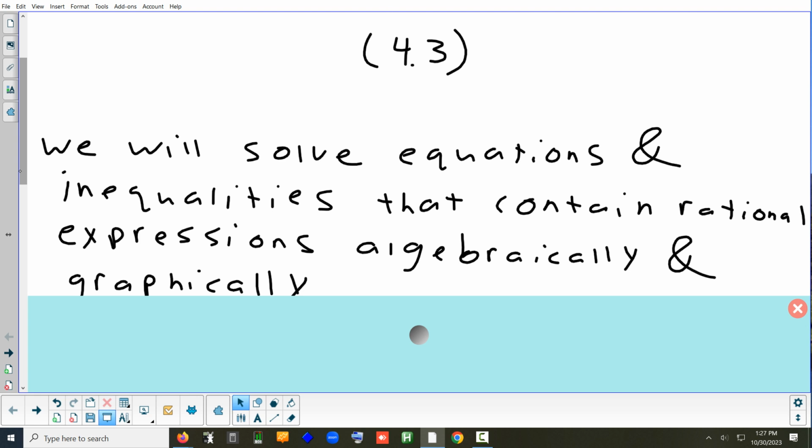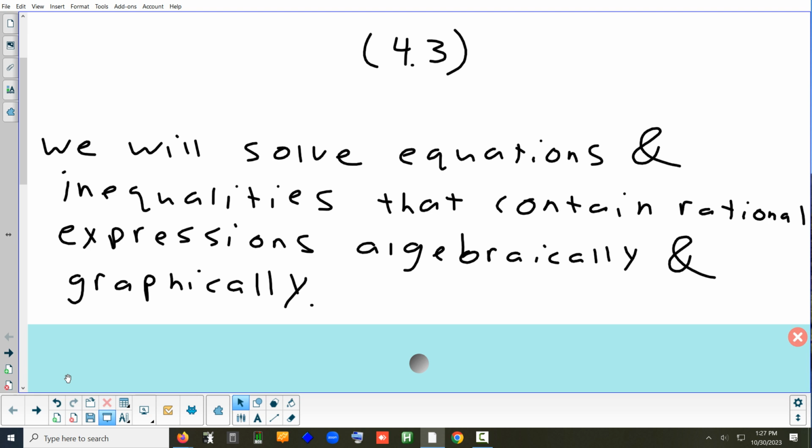So most of what we're going to do is going to be algebraically. If we run into a problem that's really difficult to do algebraically, then we might look at it on the calculator. But I'd say most of what we're going to do is more algebra than graphing.